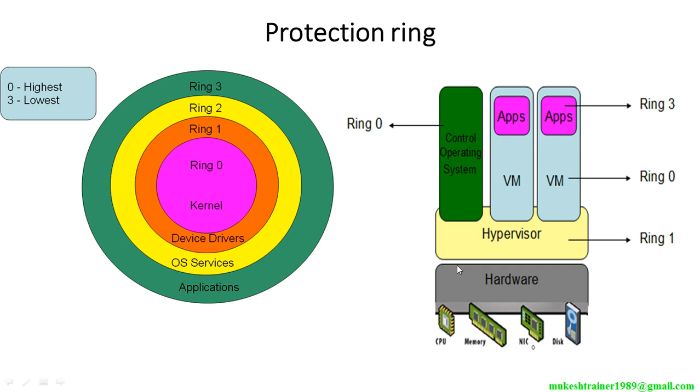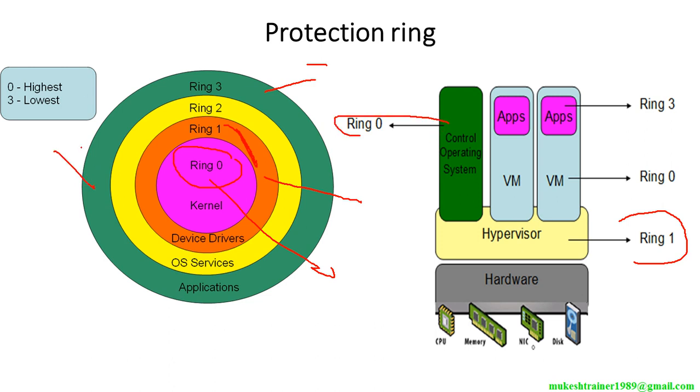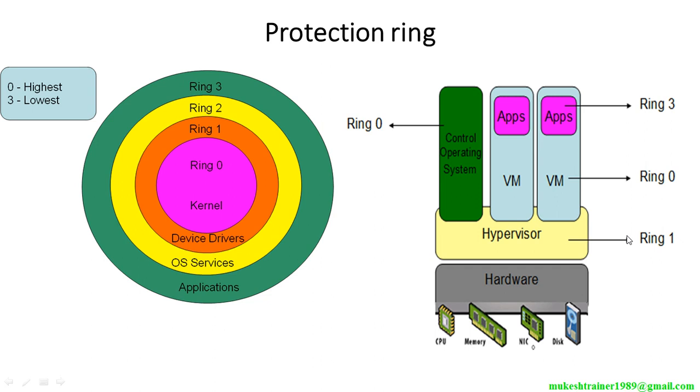Here are ring 1, ring 2, ring 3. Understand one side here, this is ring 1. Ring 1 is a hypervisor. Ring 0 is a virtual machine, the virtual machine is inside ring 0. Ring 3 is where the applications we use run, and ring 0 is the operating system control. So don't confuse yourself with the ring system right now.